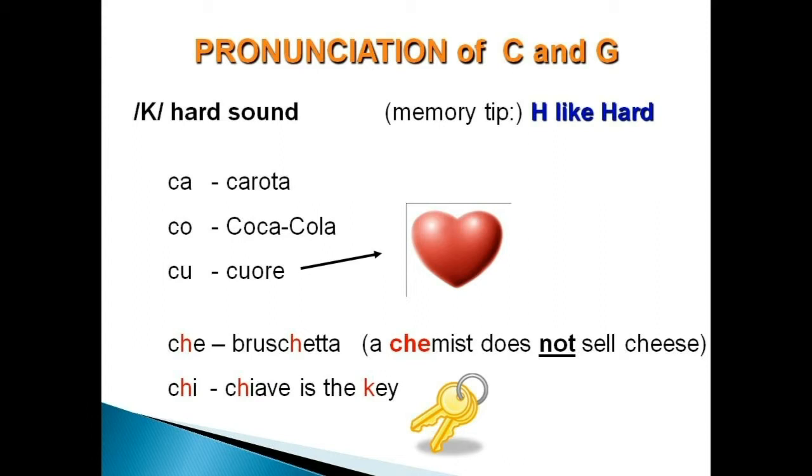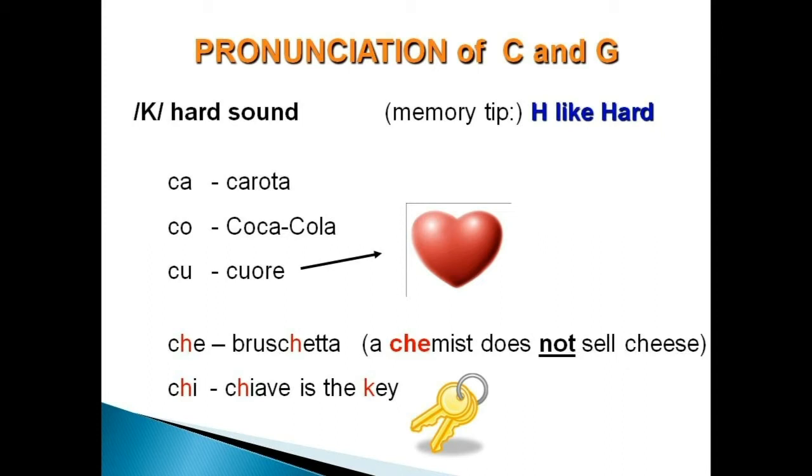As you can see, there is a H between the C and the E, and the C and the I. In Italian, the H is silent. It's just a marker that tells us that we need to pronounce a hard sound. Without the H, Italians would read che and chi. So we put the H to make a hard sound, che, chi.